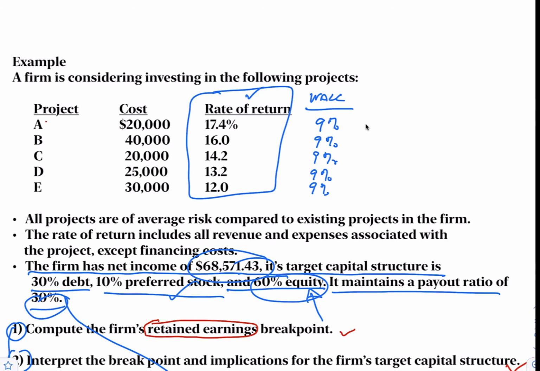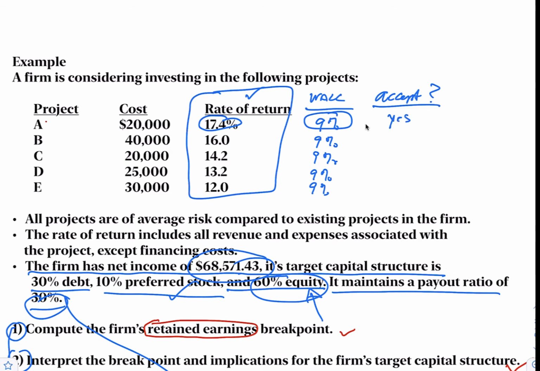And so let's look at that. And I'll put here, accept. So let's look at the first project, A. It has a rate of return, all its revenue minus all expenses except for financing, of 17.4%. Compare that to the financing costs of 9%. Ooh, that's an 8.4% gain in profitability in terms of rates of return.